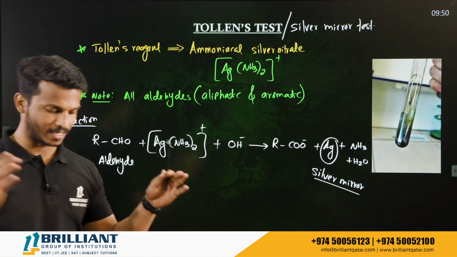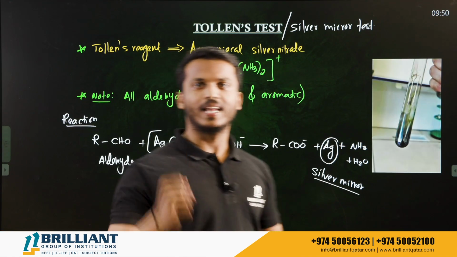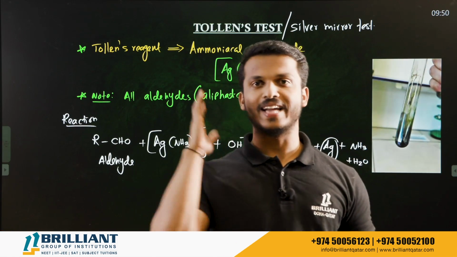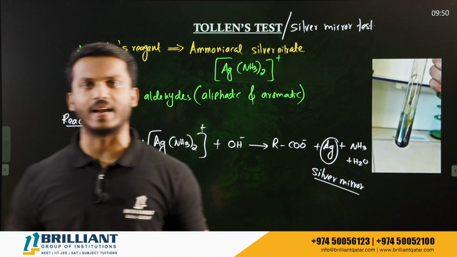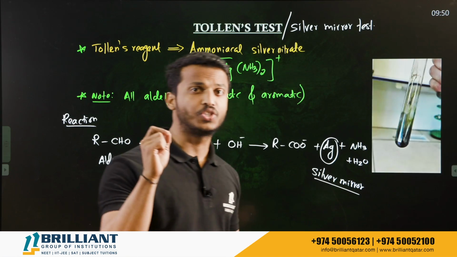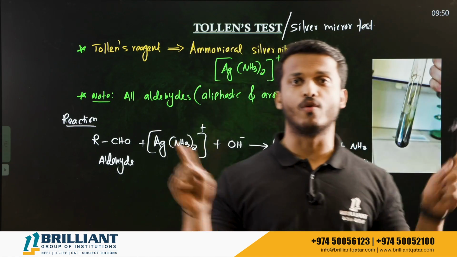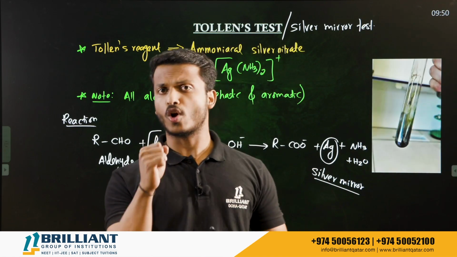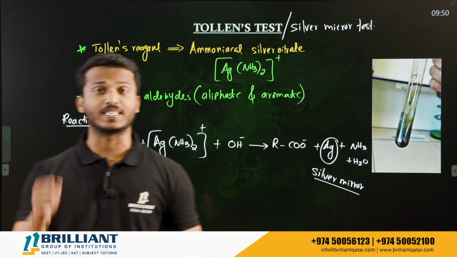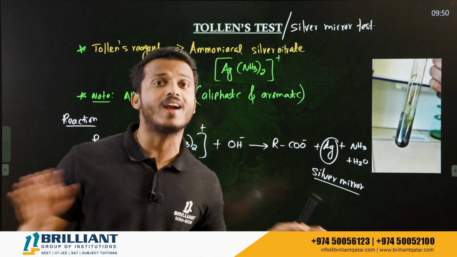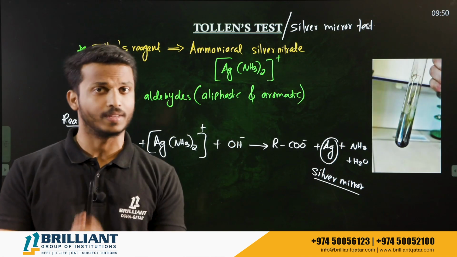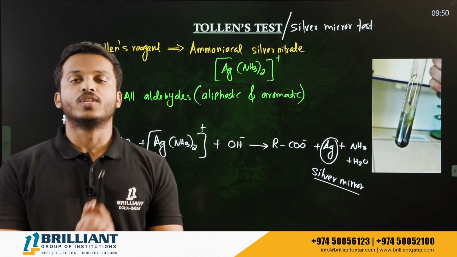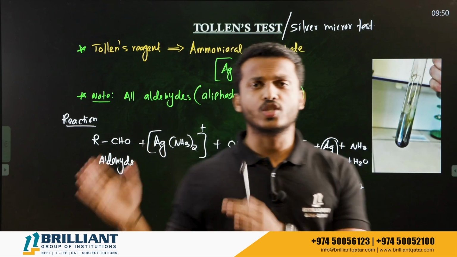So dear all, let's come to the point. What is the Tollens test? What is Tollens reagent? Tollens reagent is ammoniacal silver nitrate. Its formula is Ag(NH3)2 with overall plus charge. And which compounds can give the Tollens test? This test is given by only aldehydes. All types of aldehydes can give this test, no ketones, right? Exceptions are there, so be careful.